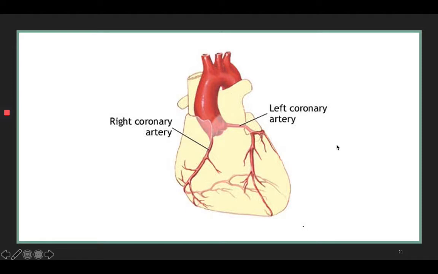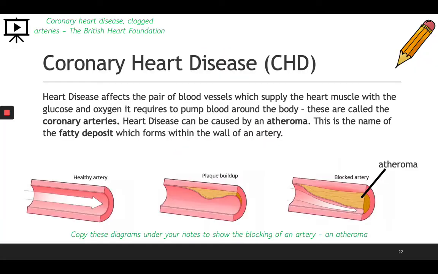So here you've got an image. We've obviously got blood going around the body, and we just have a couple of arteries coming off of that which then feed your heart. You've got your right coronary artery and your left coronary artery. Again, left and right based on you, the patient.